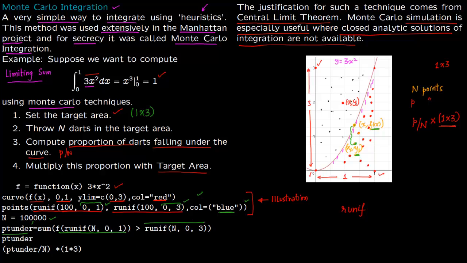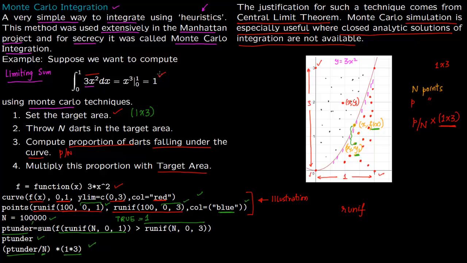If this condition holds, that means the point is under the curve, and it will give you true. If this is true, it will be set equal to 1. And when you sum up all these true points, you will get the total points under the curve. Now you compute the proportion of darts, that is the number of points under the curve divided by N. Then you multiply it with the area of your rectangle or target area, which is 1 times 3. This should give you an answer close to 1.